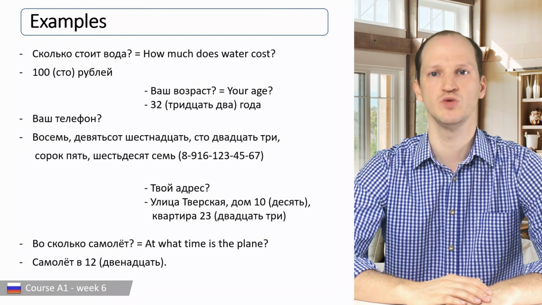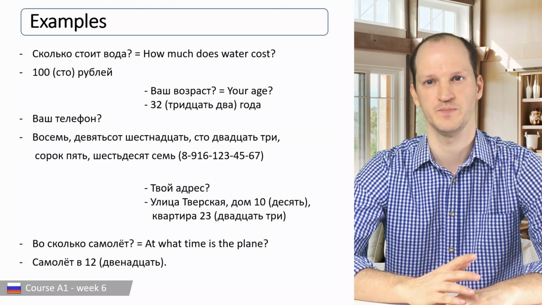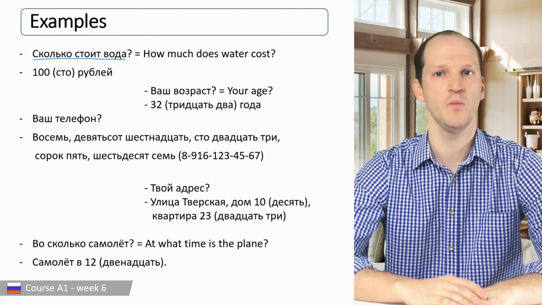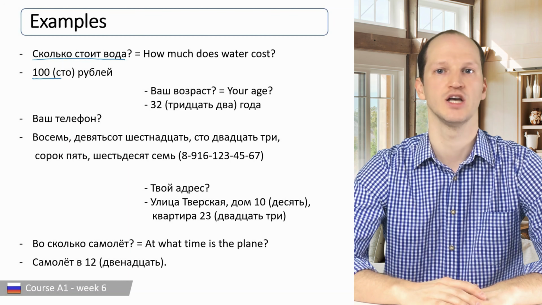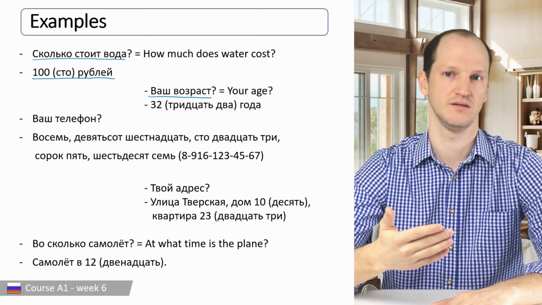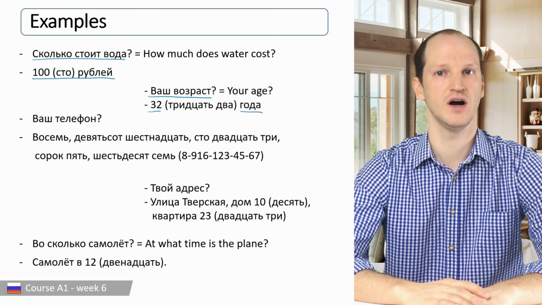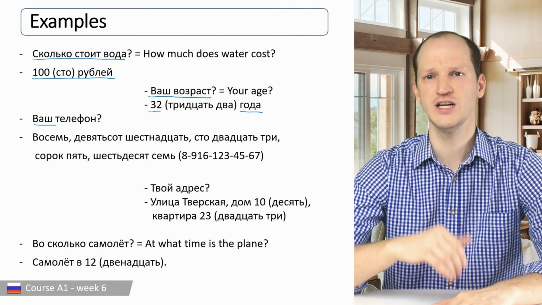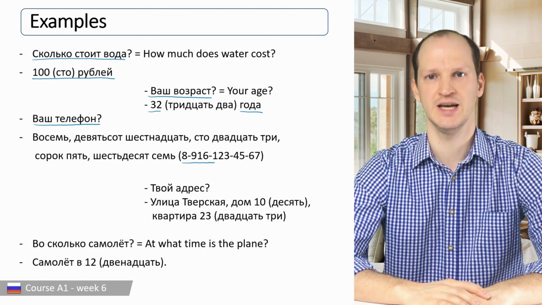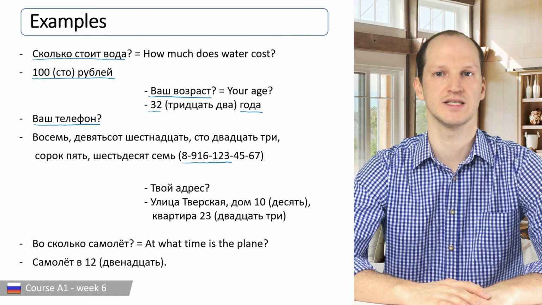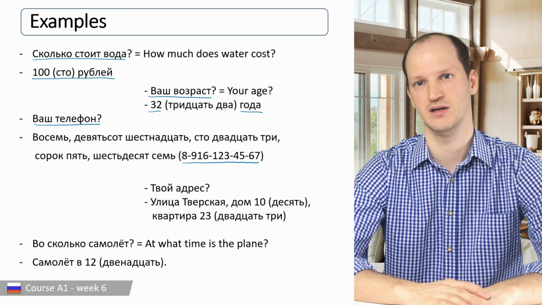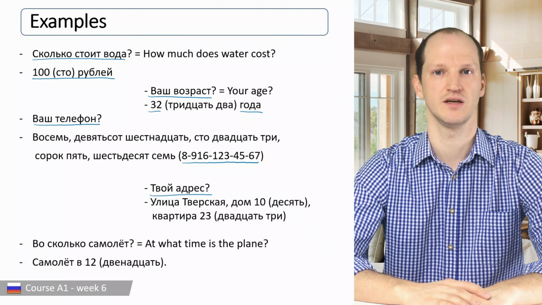Now please look at some use cases where you need to use numbers. Сколько стоит вода? How much does water cost? 100 рублей. Ваш возраст? 32 года. Ваш телефон? 8 916 123 45 67.